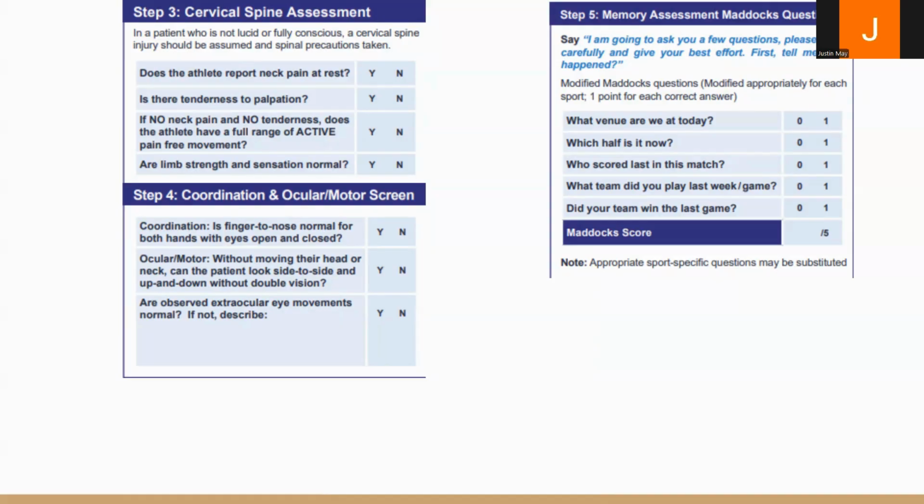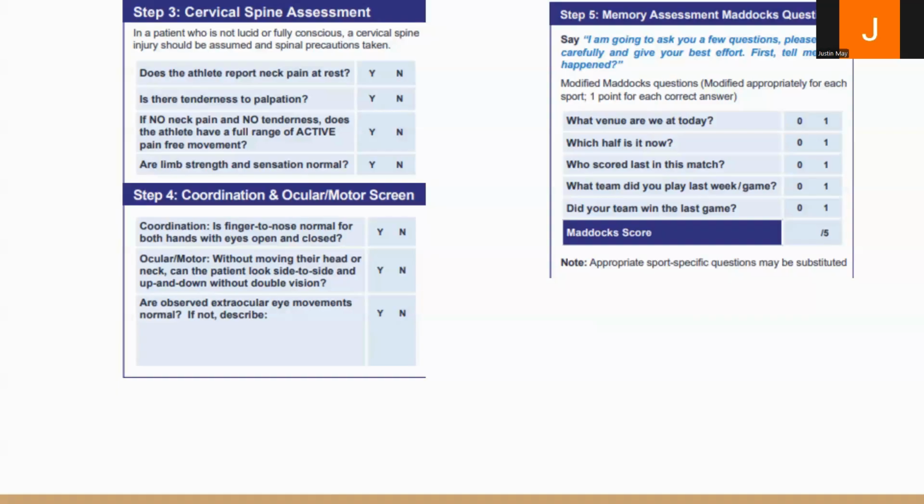Can the patient look side to side and up and down without double vision? And are there any observed extraocular eye movements normal? If not, we're going to be describing those, and we're looking to make sure that there's no double vision or pain that's going on there for us to transport for further examination.